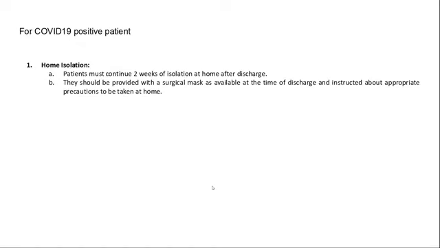Okay, and now we're coming towards the end, so we'll talk about people who are COVID positive and are in home isolation. They should be in home isolation for 2 weeks, and they should be wearing a surgical mask.